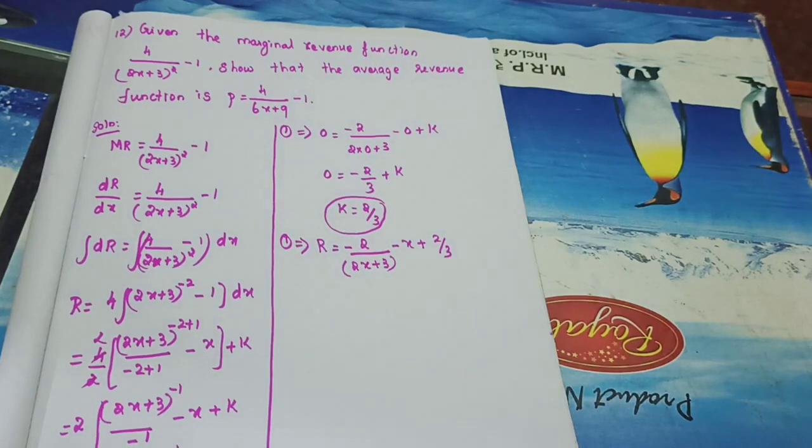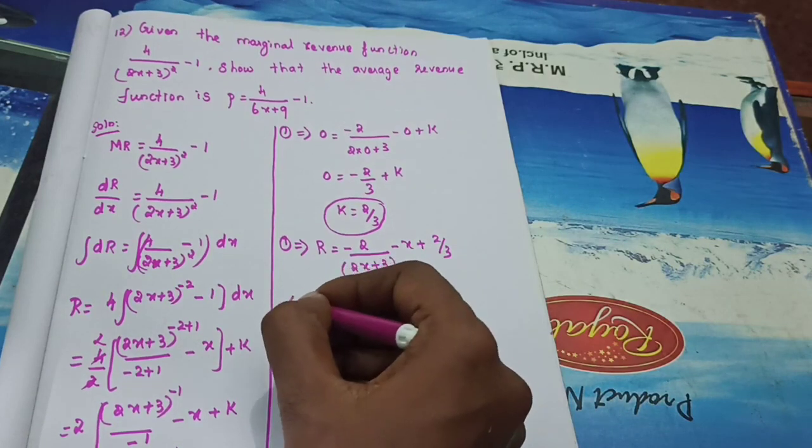Okay, now what we need to do? This is the answer for r, is it right? We need to find the demand function. What's the formula for the demand function?